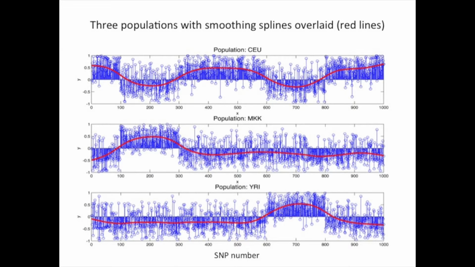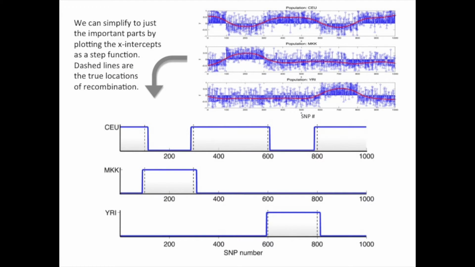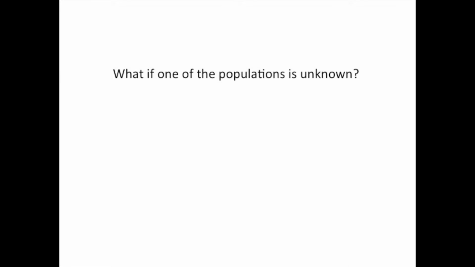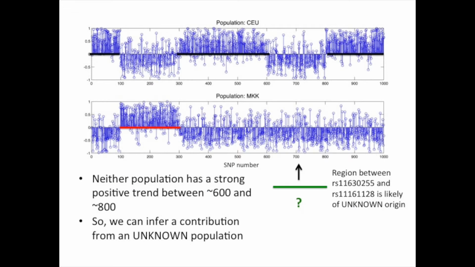Here I show all 3 output vectors. The smoothing splines are overlaid in red. We can simplify this to just the important bits of information by plotting a step function with the x-intercepts. The dashed lines here show the true locations of recombination. Now we can ask the question, what if one of the populations is unknown? Clearly that's okay using this method, because the presence of an unknown population will be indicated by the lack of a positive trend in any of the known populations. So you'll see a gap.